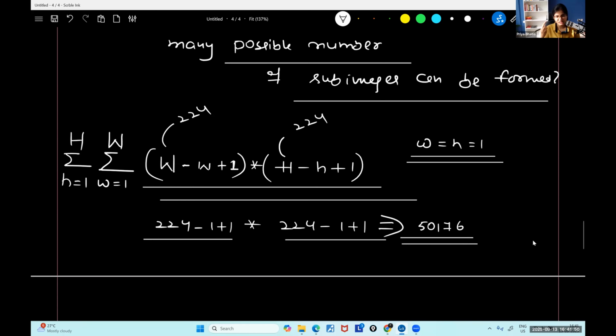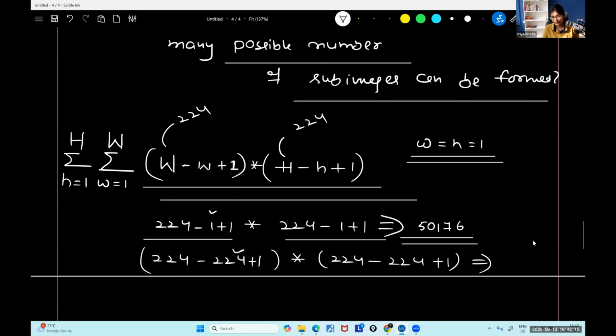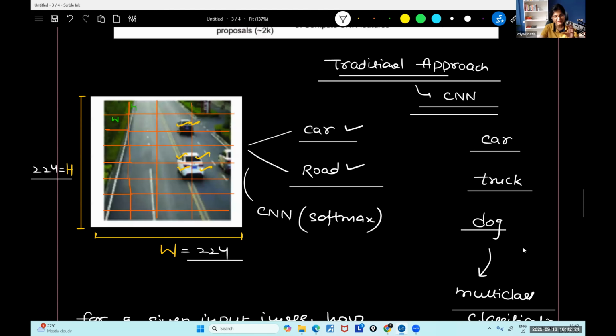When it becomes 2, 3, 4, till it can go till 224, the maximum value will be 224 minus 224 plus 1 into 224 minus 224 plus 1. You can recheck this. The range will start from 1 till 224. So the point is that there are multiple permutations and combinations that we can apply, and there can be many possibilities in terms of getting this region. Do you guys agree with me?